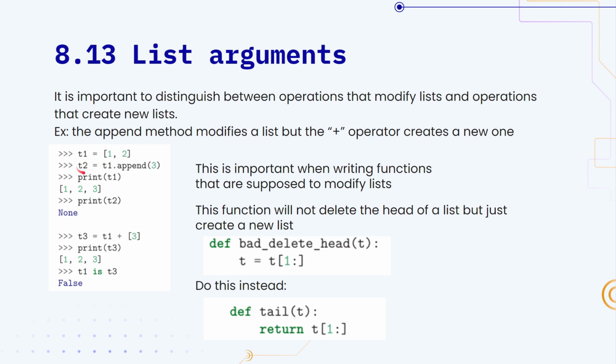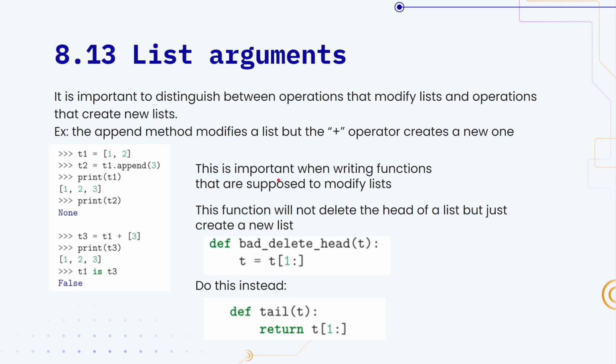Because t1 dot append 3 returns None, what it does is it modifies a list. It will add 3 to the list, as we can see over here. But t2, because we're setting it equal to the append method, will be None. As I said, the append method returns None itself. There's no value to the append method apart from it appending the list right here.